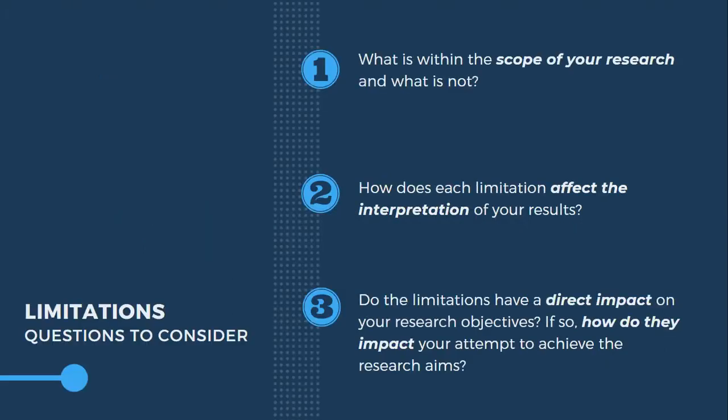Moving on from those two most important elements in the discussion, we also have some other optional elements that we want to consider, which are limitations and recommendations. So for limitations, we want to address what is within the scope of our research and what is not. And for each of the limitations that we specify, we don't want to just list them out. We also want to explain how they affect the interpretation of your result.